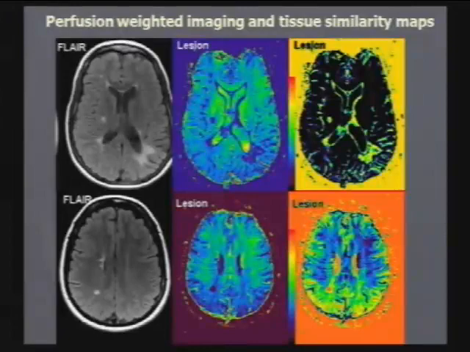But this technique, I'm going to tell you just a little bit about without any equations, we call the tissue similarity map. And basically what we do is we follow the time course of how the contrast agent gets taken up over a period of about 1 minute.